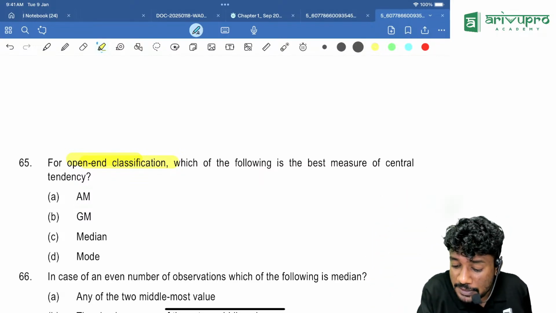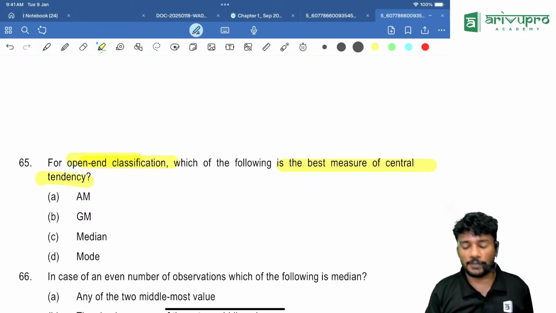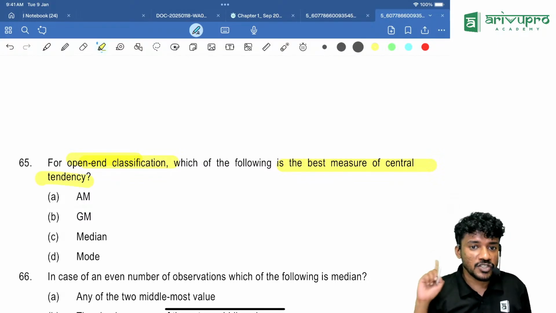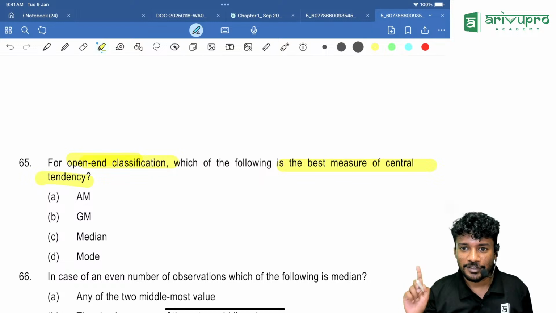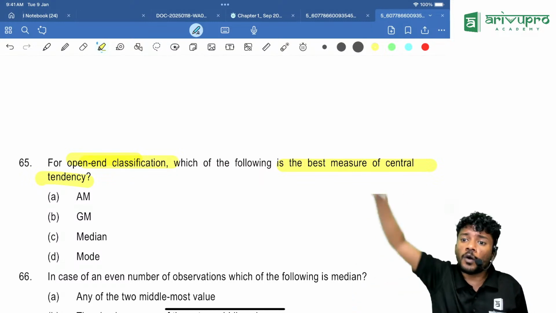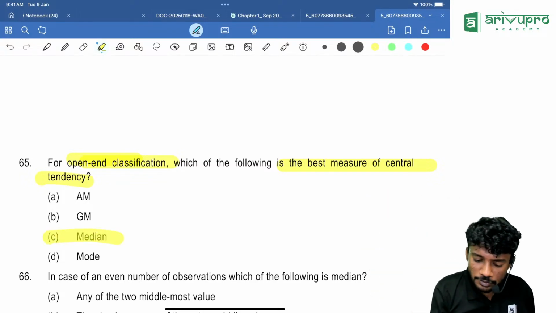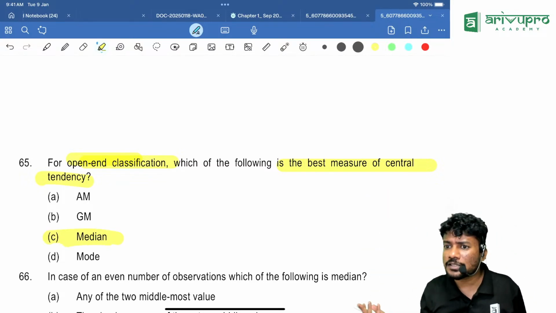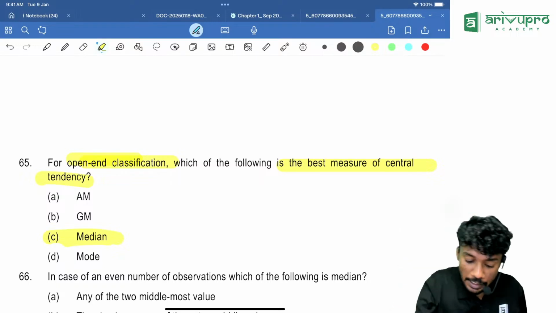Which of the following is the best measure of central tendency? What do you think? Will the median change in open-end classification? Think about median. Even if it is a small salary or a high salary, the median will almost not change. Anyway, we will get the answer. The answer is median. Next one.